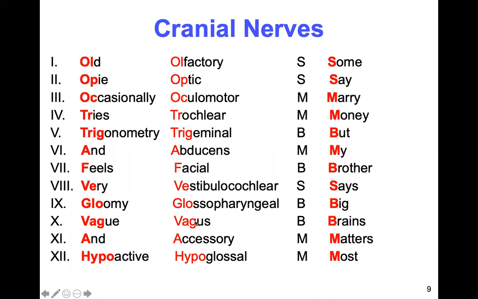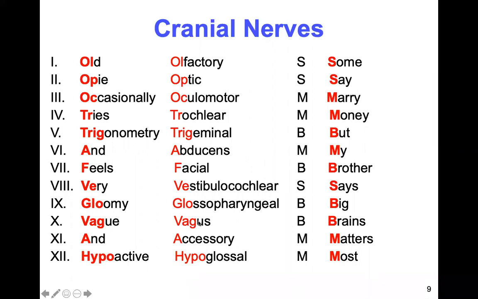Cranial nerve 10, the vagal nerve. Vagal nerve controls pretty much all of your internal organs. There's innervation to the stomach, to the heart, to the lungs, to the intestines, to the liver. Every organ basically gets nerve supply from the vagal nerve. It makes up about 90% of your parasympathetics.